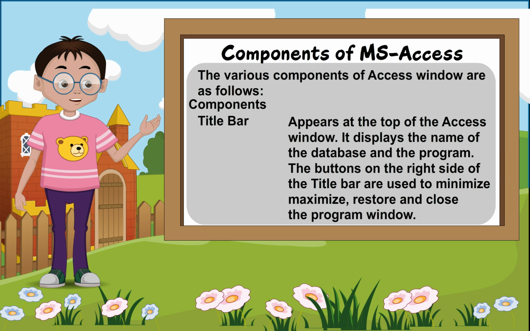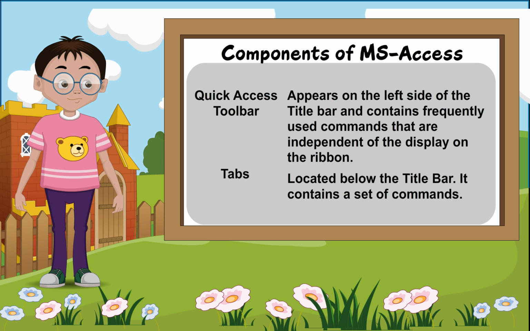Components of MS Access. The various components of the Access window are as follows. The title bar appears at the top of the Access window. It displays the name of the database and the program. The buttons on the right side of the title bar are used to minimize, maximize, restore, and close the program window. The Quick Access Toolbar appears on the left side of the title bar and contains frequently used commands that are independent of the display on the ribbon.